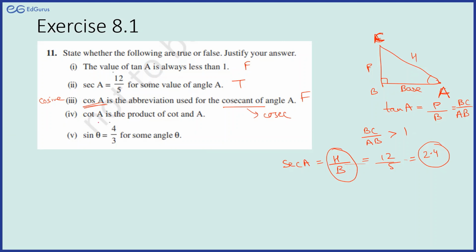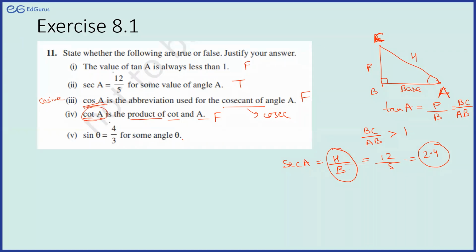Cot A is the product of cot and A. Is it the product of these two things, cot and A? Ma'am, it is false because cot A is a single thing, it's not a product. Yes, it is false. Good. It's just a naming convention that we are using, cot A. It's the naming convention for this sides ratio. So it's not a product. These are not two different things. This is just one entity.